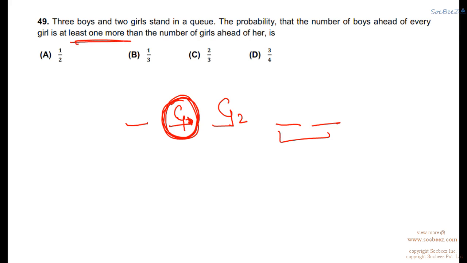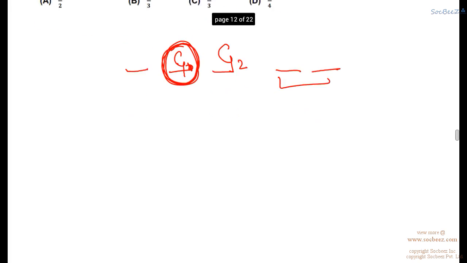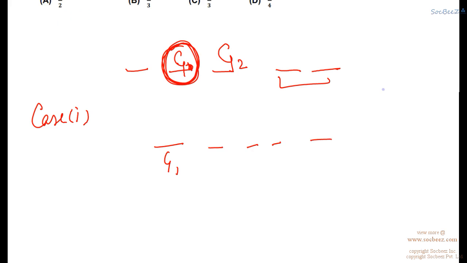Okay, it is written at least one more than the number of girls ahead of her. So what is the probability that if they stand in a queue, then this becomes the case? Now let's suppose case 1, we make a girl stand here, G1. Now the total number of ways is factorial 5, we know that. So in this case, if we make the girl 1 stand here, the rest of the places are occupied randomly, and then we can interchange the girls.